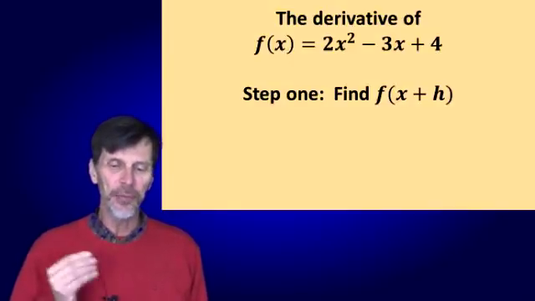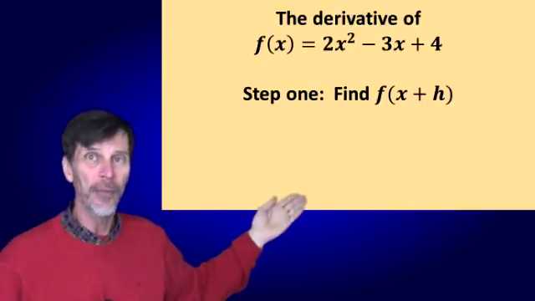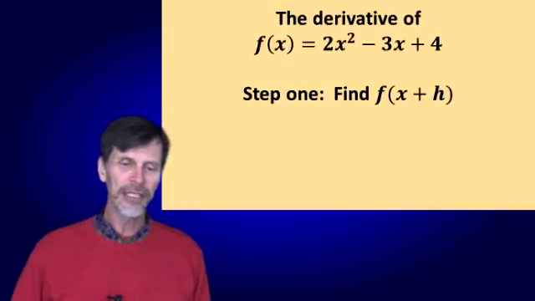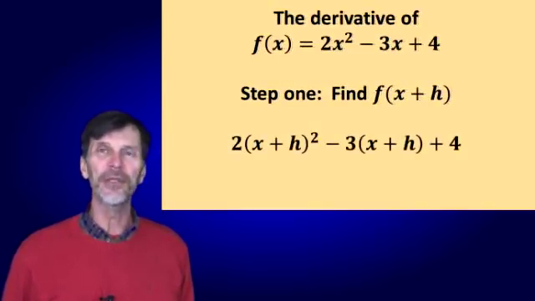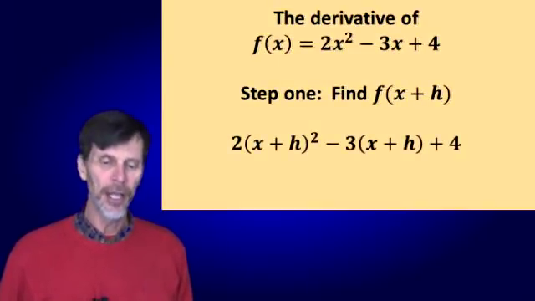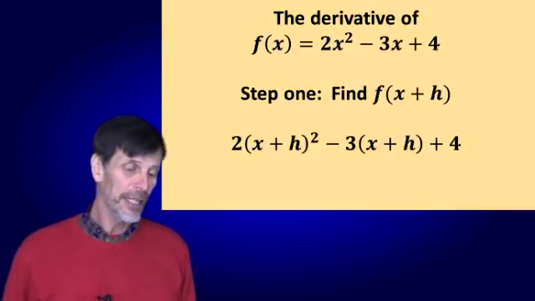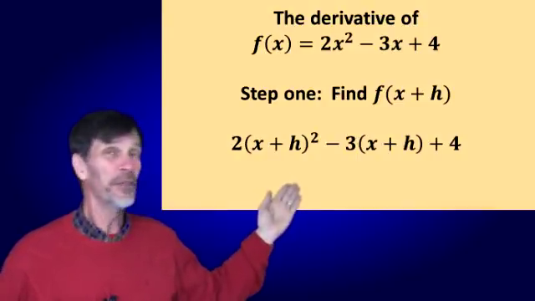F of x plus h, I'm going to use the same sort of logic. Any place an x appears in the original, I'm going to substitute in x plus h. So let's see if we can calculate and simplify 2 x plus h quantity squared. Notice I put x plus h where x was in the original, minus 3 x plus h, plus 4. So let's square out the x plus h first, and then don't forget to distribute the minus 3.